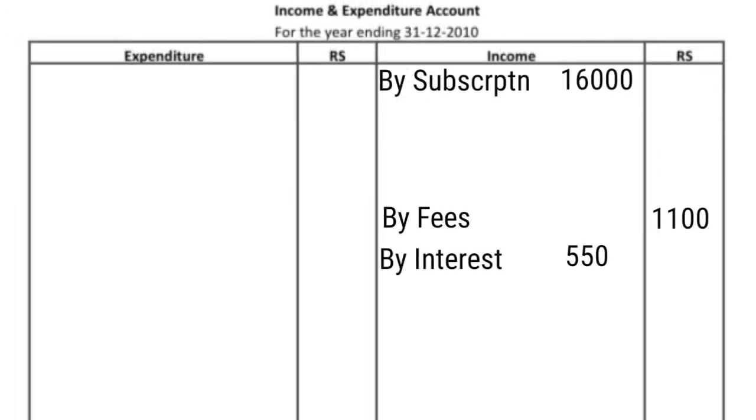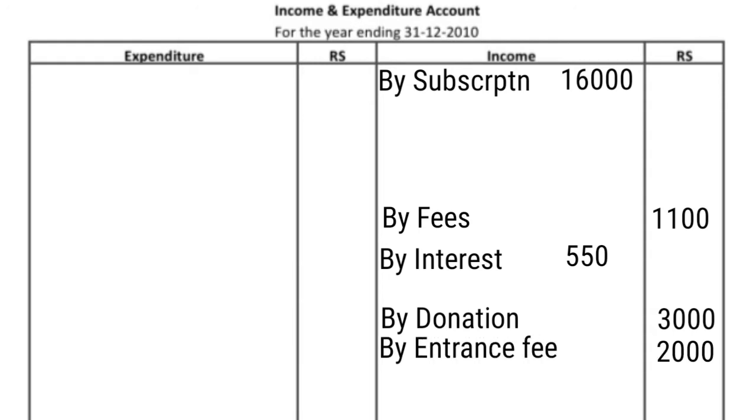Next item, donation. Here there is no mark. So this we can enter in income and expenditure account by donation 3,000. The next, entrance fee. This is also an income. By default, we will enter here entrance fee 2,000. The last item, sundry receipts. It is also an income. So this also we will enter here sundry receipts rupees 850.